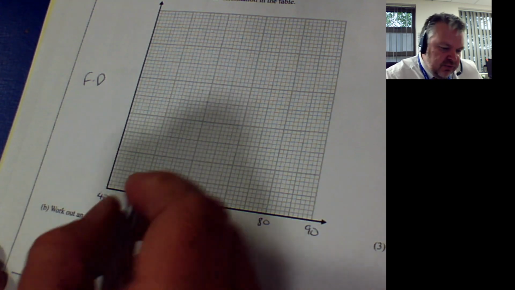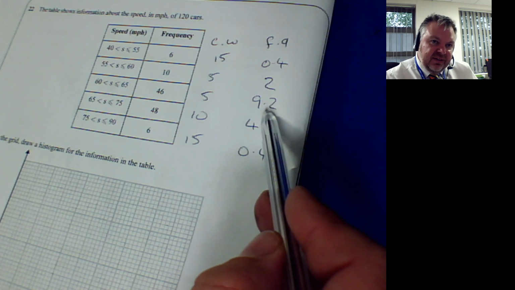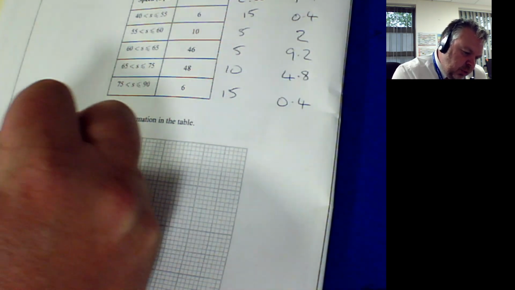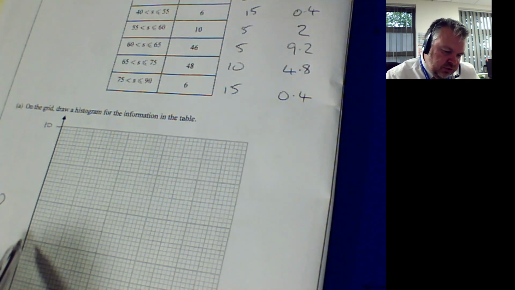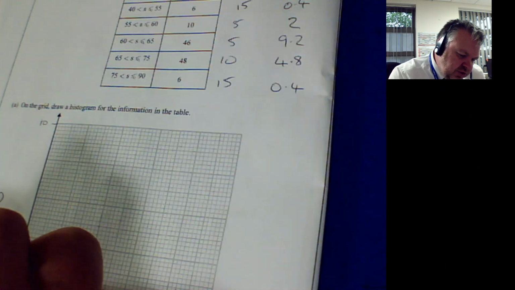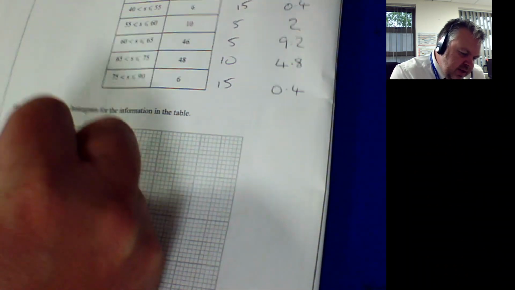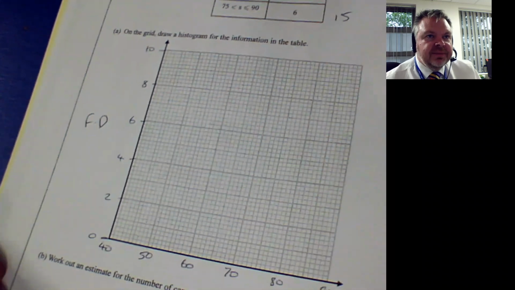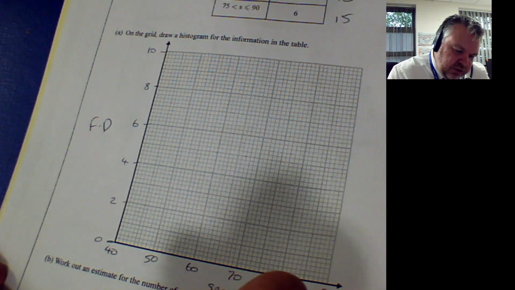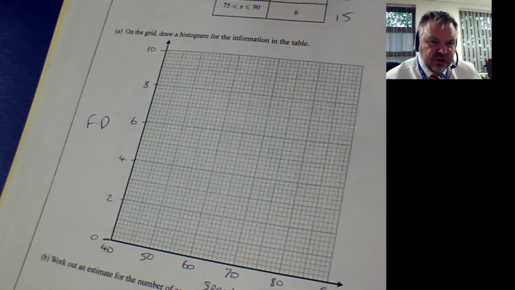Yes, I can. Right, on my scale here to here, my biggest frequency density is 9.2. So I'd like to think I can go from 0 up to 10. 1, 2, 3, 4, 5, so each one of these is going to be 2. So 2, 4, 6, 8. So I've got my frequency density and I've got my speed along the bottom. I'm labelling them up now before I start to draw them.